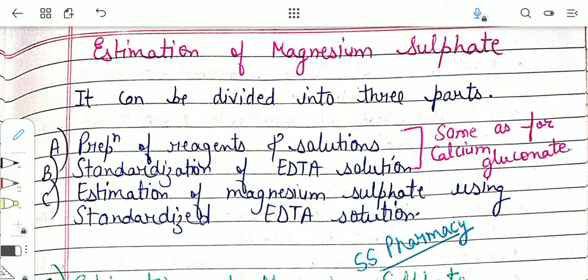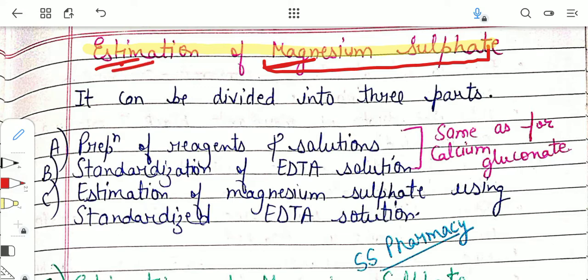So hello everyone. In this video we will be talking about the estimation of magnesium sulfate, and the estimation of magnesium sulfate is based on the complexometric titration method. And this estimation is actually a type of direct titration in which directly only the magnesium sulfate will be titrated with the standardized EDTA solution. So now let us begin with this estimation.